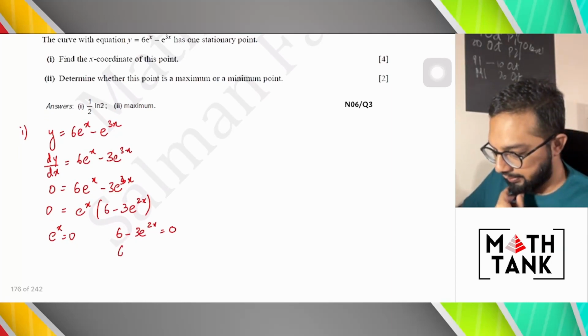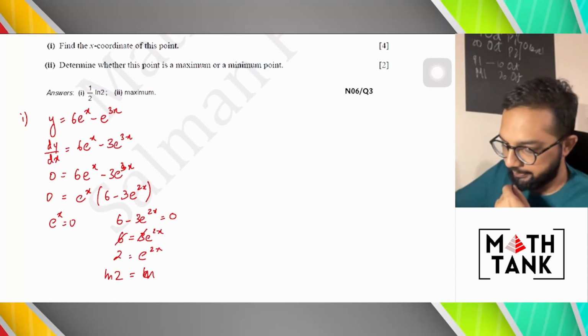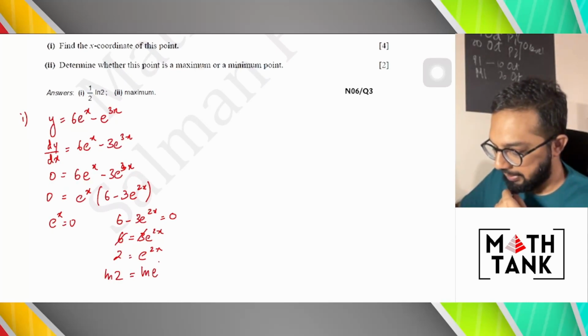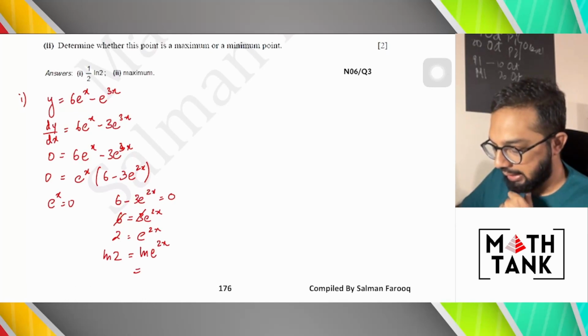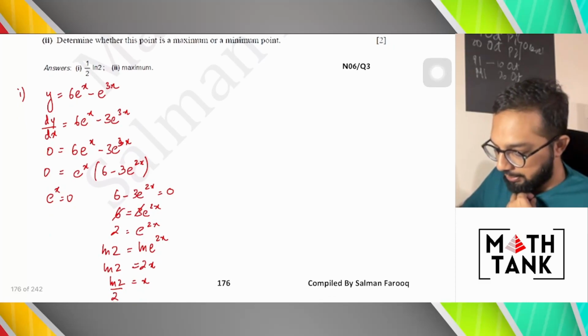Solving this further gives me e^2x equals 2. I use an ln, ln 2, so ln of e to the power 2x, the power comes down, ln e is 1, so I get x equals ln 2 divided by 2. That is the x coordinate of that point, so I've already found that.